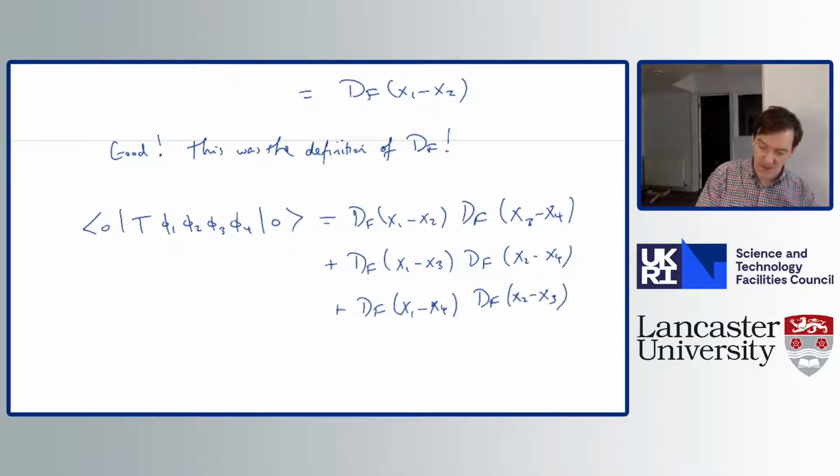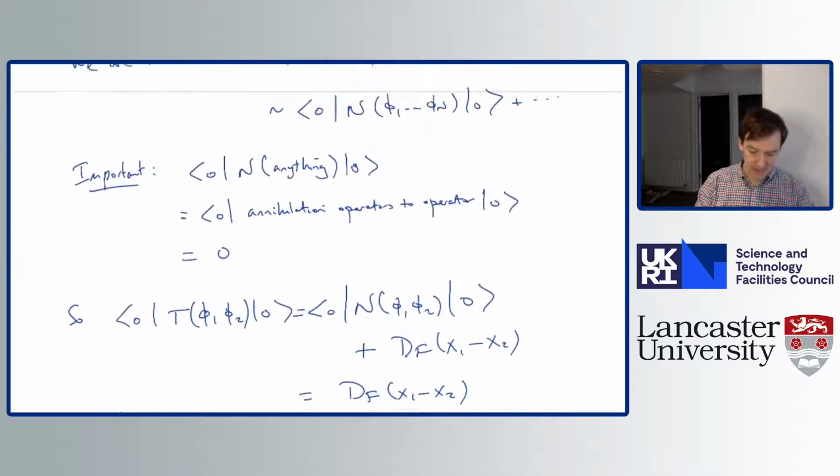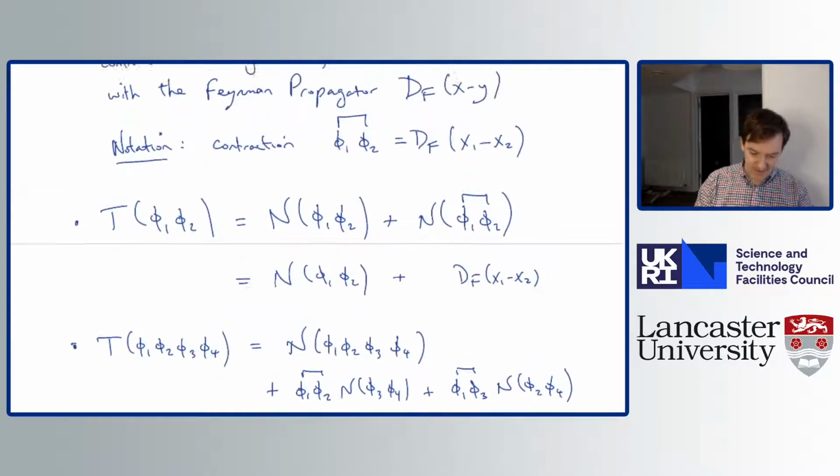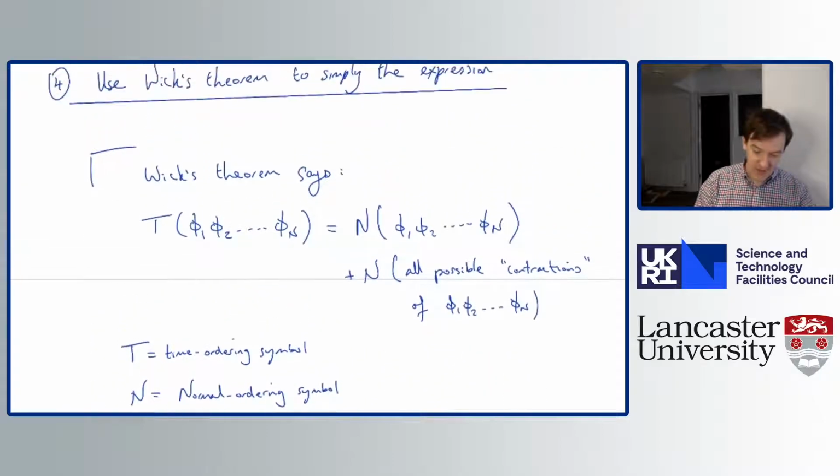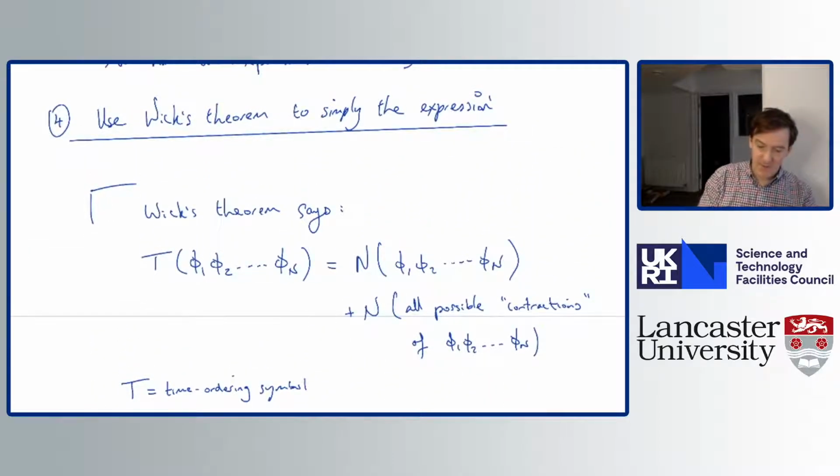So with Wick's theorem, we see that we are able to simplify these expressions down into objects that we know about, namely these Feynman propagators. So that is step 4. We want to use this Wick's theorem to simplify our expressions in general.